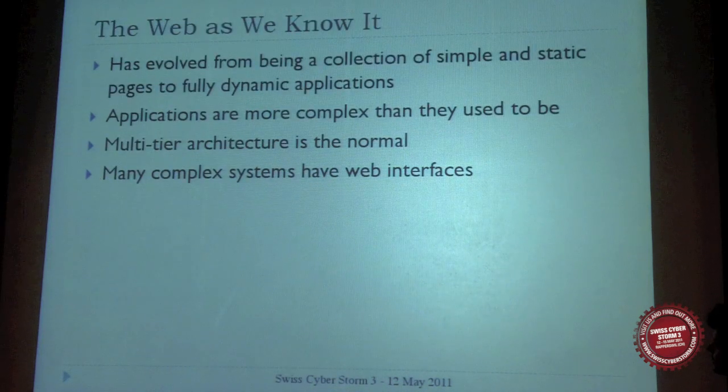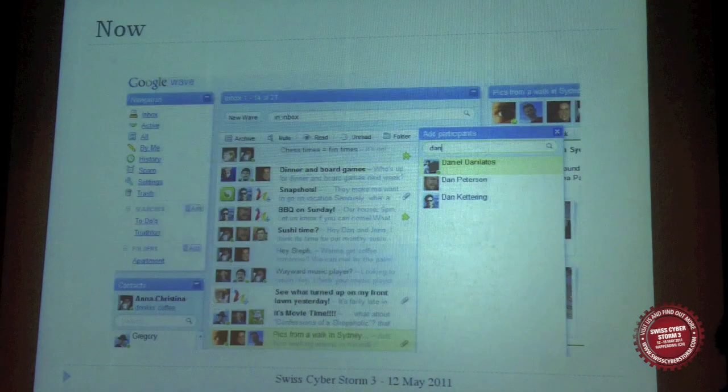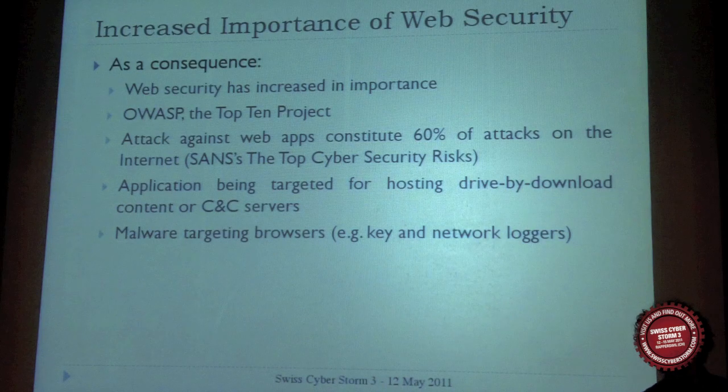Okay, so let me say that the web has evolved from being a static collection of pages. Let's think of how the web was in the 70s: it was just a mere collection of HTML pages. Now the web is really complex, with a lot of complex applications that use, for example, client-side scripting languages. The consequence is that web security has evolved too, to the point that attacks against web apps now constitute about 60% of the attacks on the internet. This data is taken from the SANS top cyber security risks.